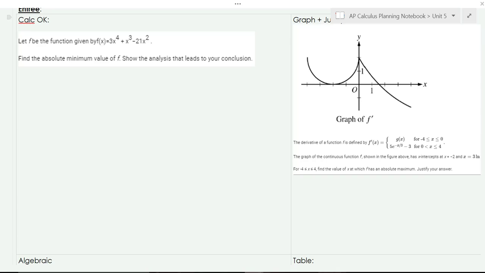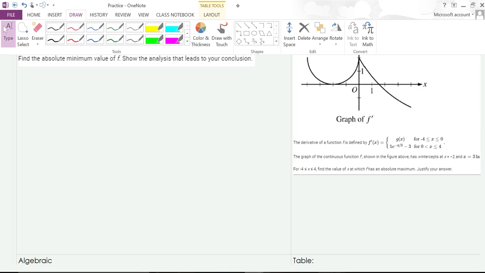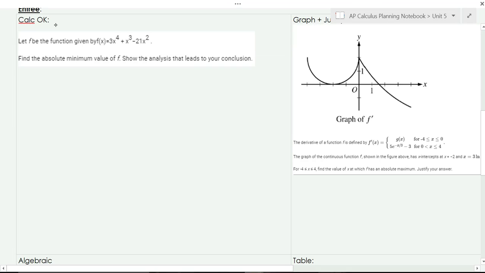It says that calc is okay. It also says let f be the function given by blah, blah, blah. Find the absolute minimum value of f and then show the analysis that leads to that.